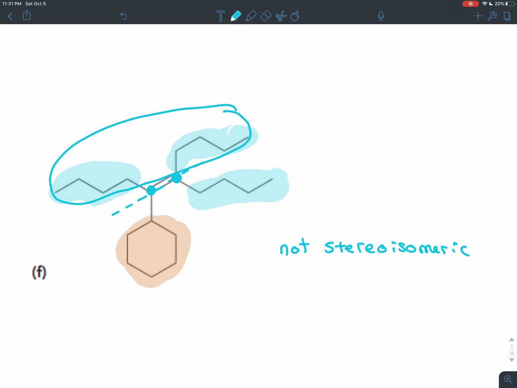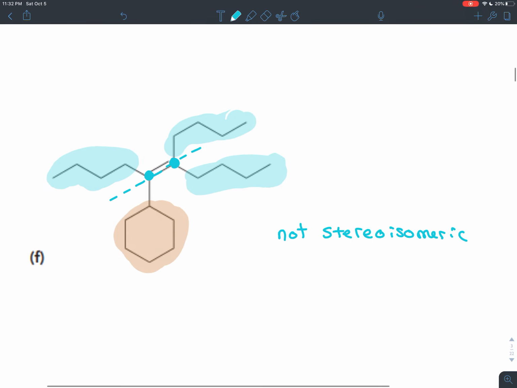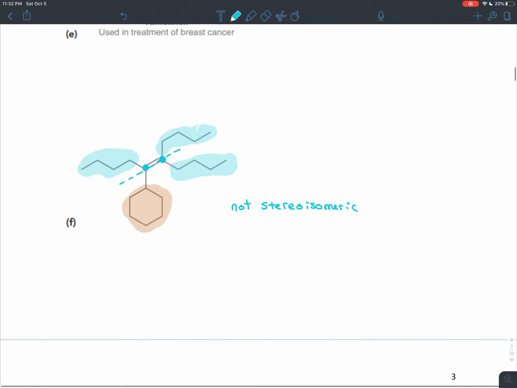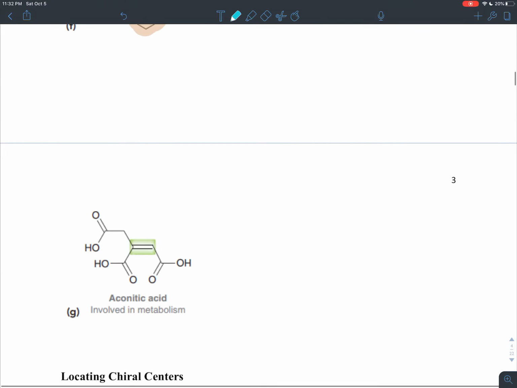I mean, it would look like the butyl groups are both on the same side, so they're cis, but they're also on opposite sides, so they're trans. And what that means is that this doesn't come in two versions. There isn't a cis and a trans. There's just this one version of this molecule. It's not stereoisomeric.